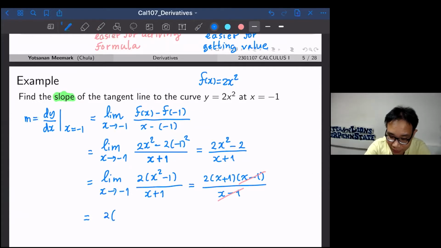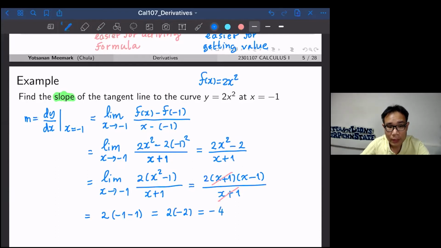Sorry, I made a mistake. Let me erase this one. So this one is x plus 1 on the bottom, so in this case you get rid of x plus 1 here. So it's going to be 2 times (x minus 1), with x equal to -1, so 2 times (-1 minus 1). So it's going to be 2 times -2, equal to -4. So you have the slope of the tangent line equal to -4 in this case.